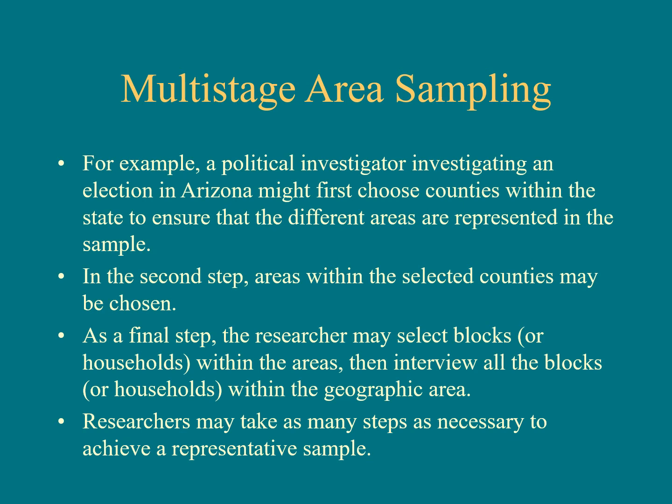For example, a political investigator investigating an election in Arizona might first choose counties within the state to ensure that the different areas are represented in the sample. In the second stage, areas within the selected counties may be chosen. As a final step, the researcher may select blocks or households within the areas, then interview all the blocks or households within the geographic area. The researcher may take as many steps as necessary to achieve a representative sample.